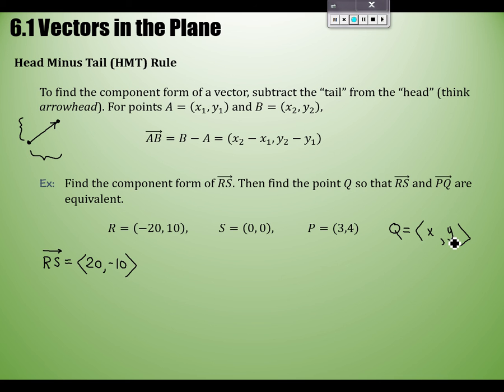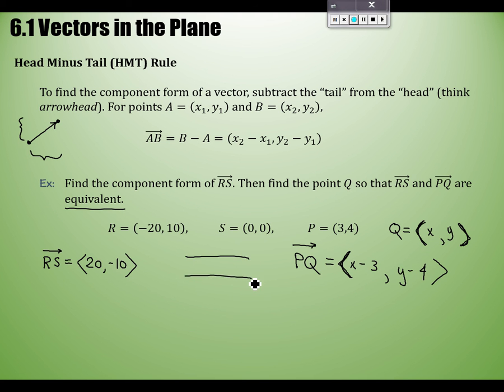Whatever. Can you give me a component form for PQ, the vector from P to Q? So I guess I should have, we're using parentheses, I guess. What would that be? PQ is head minus tail. Right, what is it? X minus 3 and y minus 4.